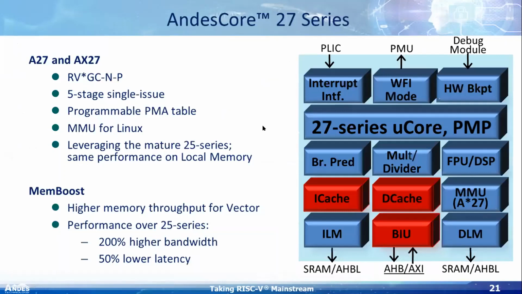Looking at the 27 series, the 27 series is based on the 25 series. We have made the 27 series to especially speed up or improve 3 regions. That is the instruction and data cache, as well as the bus interface unit. Because the 27 series is made to take care of the vector or to be part of the vector, we saw the need for having higher memory throughput. That's why we have modified the instruction cache, data cache, and bus interface unit. And what we are seeing now is around 200% higher bandwidth and 50% lower latency. Of course, that also has increased the gate count and the power consumption. That's why we're still offering the 25 series in case you don't need this high performance, in case you don't need vector, and you're really looking for gate count or power performance.